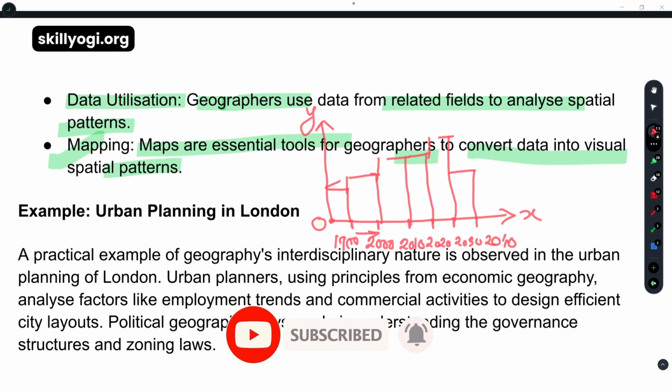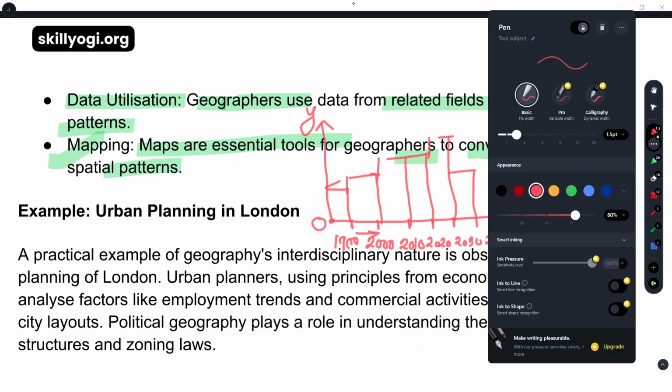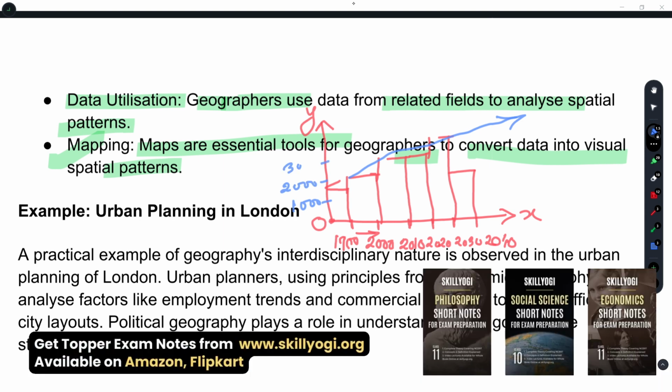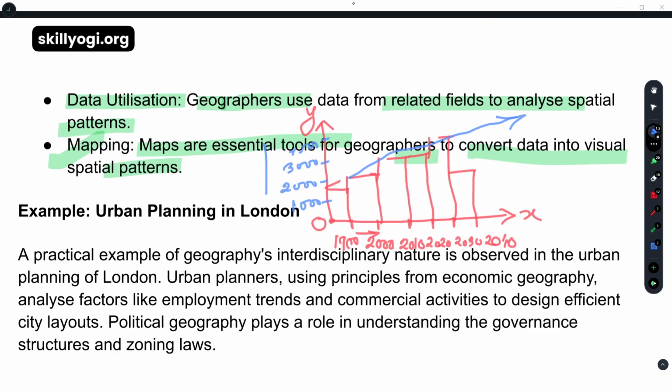Now I am changing the ink. If I am drawing a line graph, you can see the graph is also increasing a lot. Here I am writing 1000, 2000, 3000, 4000. This is the population and this is the year.